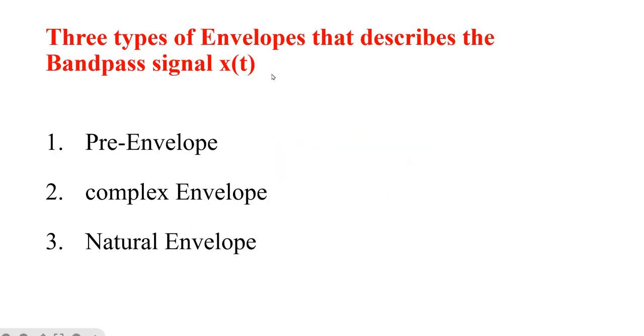Hello everyone. In this video we'll see about the types of envelopes. There are three types of envelopes which describe the bandpass signal x of t. First is the pre-envelope, then comes the complex envelope, and the last is the natural envelope. First we'll see about the pre-envelope.